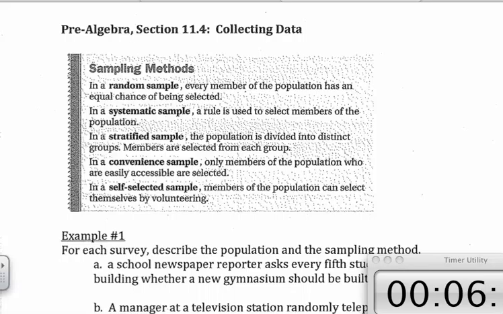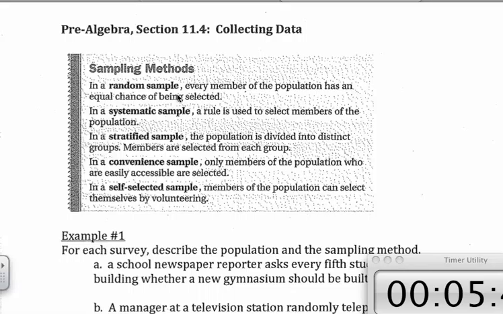A way around it. So today we're going to talk about sampling methods and different ways of collecting data. Now there are 5 different ways that we have listed here, and the first one is a random sample. A random sample is when every member of the population that you're choosing from has an equal opportunity of being chosen. In a systematic sample, we have a rule, like I'm going to take every 3rd person or every 5th person, that we follow.